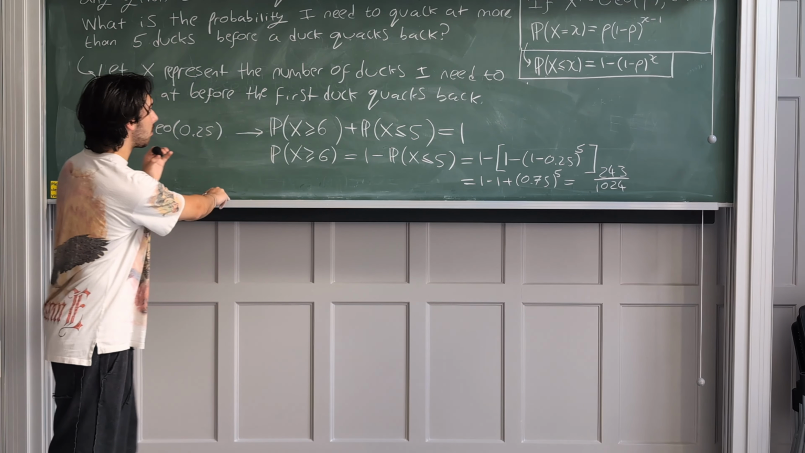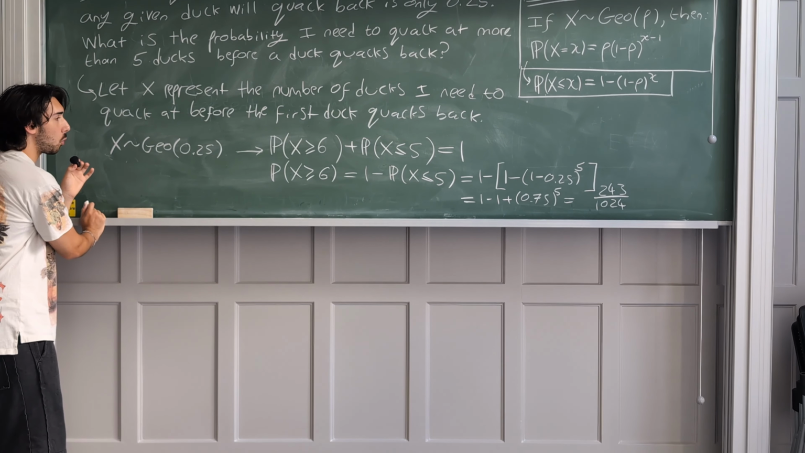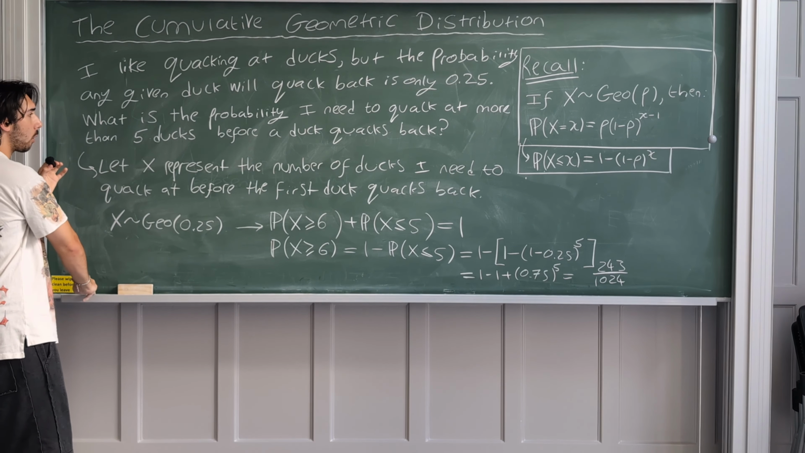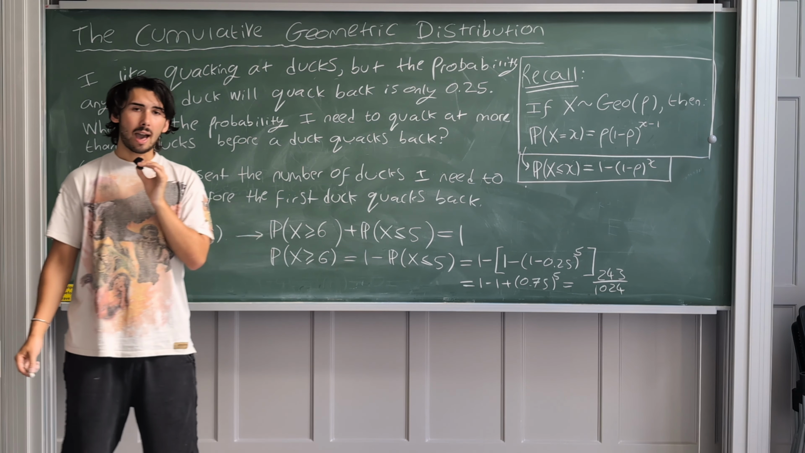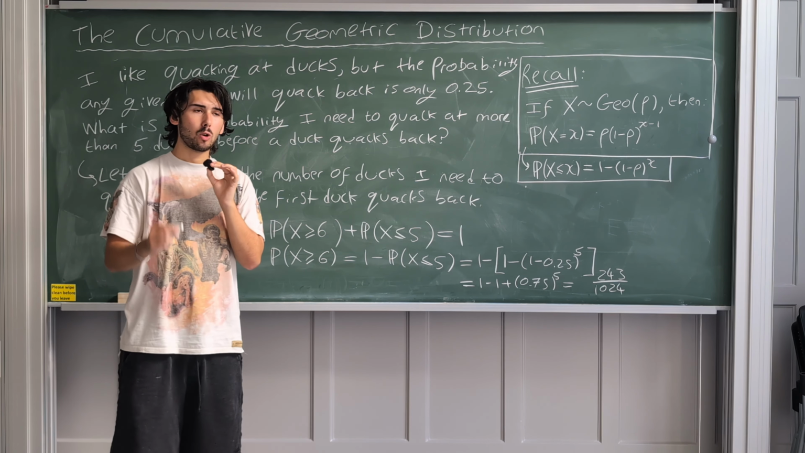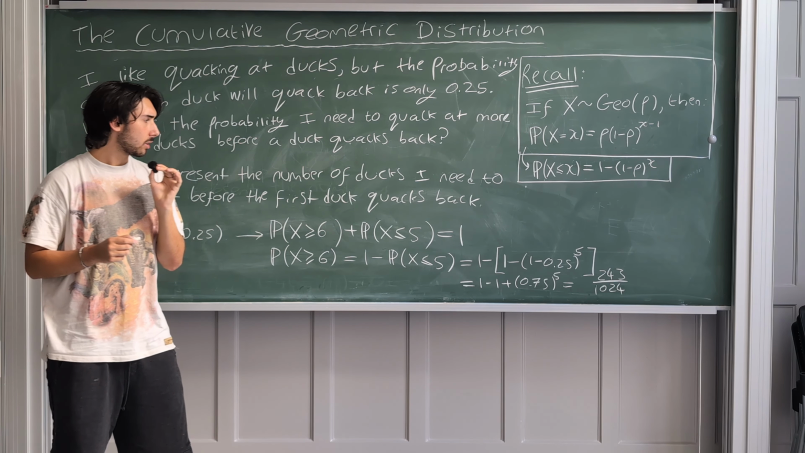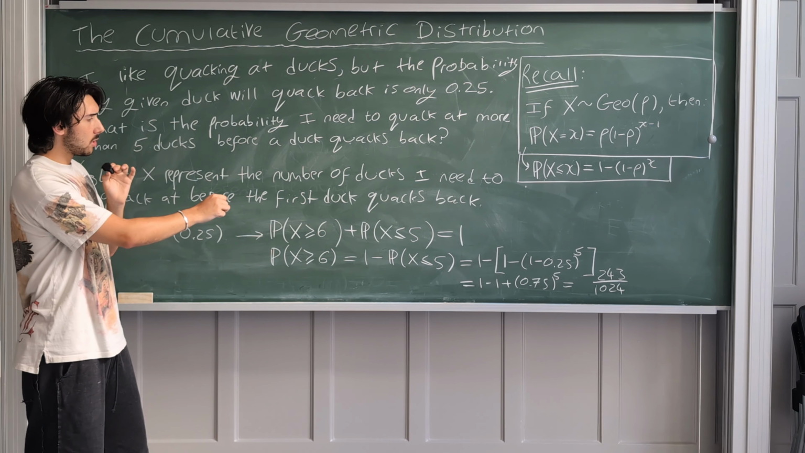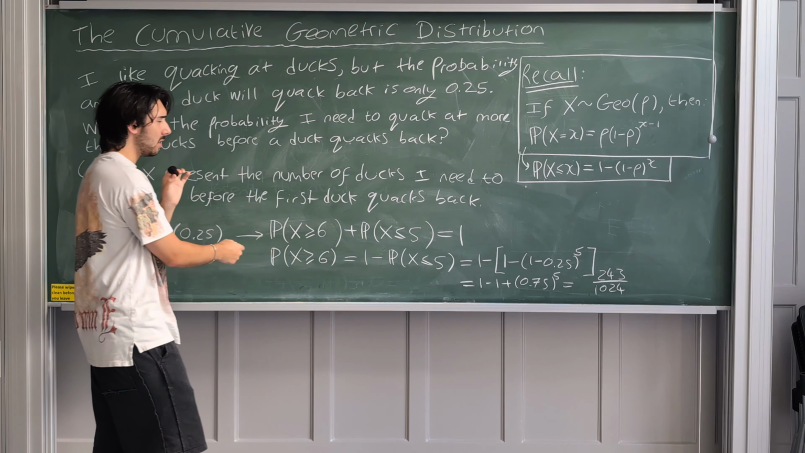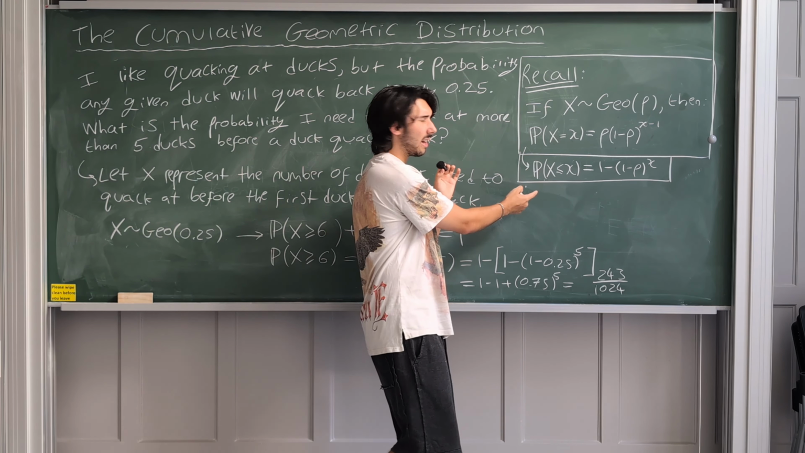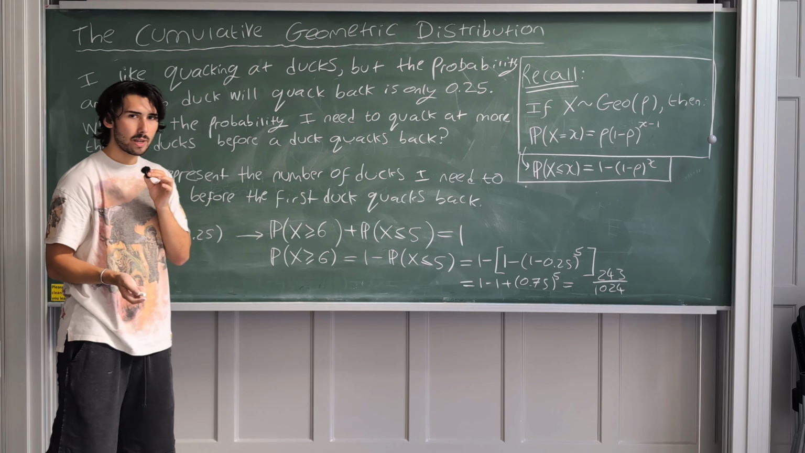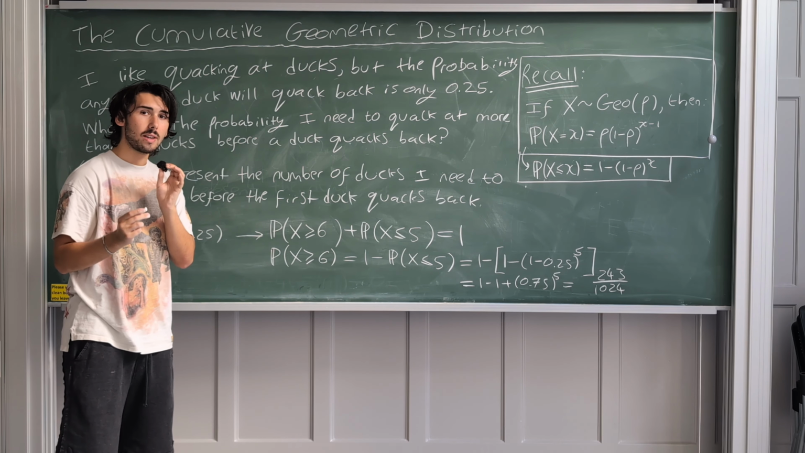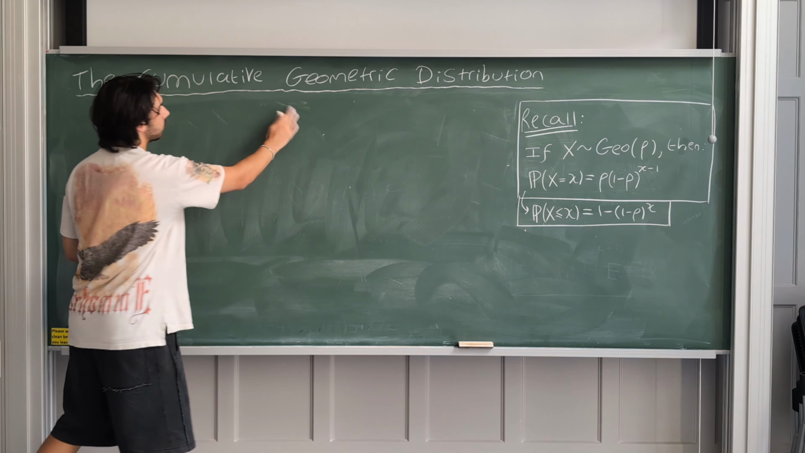So this is the probability that I need to quack at more than 5 ducks before the first one will quack back at me. And we're going to finish off this video with one more thing. Because I've done something quite interesting, and you might say, well, you've come up with a formula for less than, and you've just used greater than. Why don't we come up with a formula for greater than as well? And that's a nice segue into actually doing that right now.